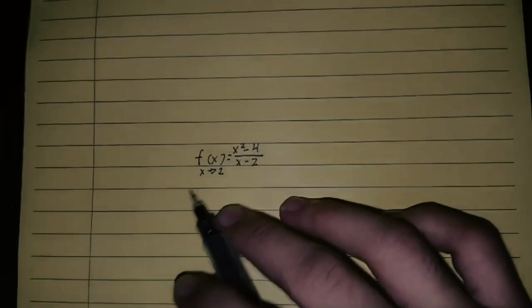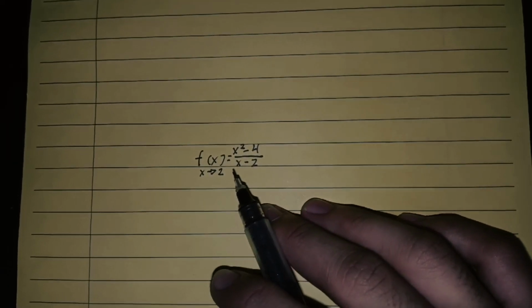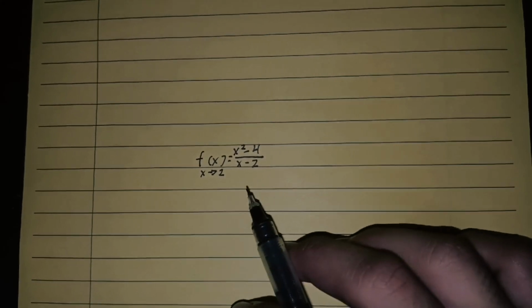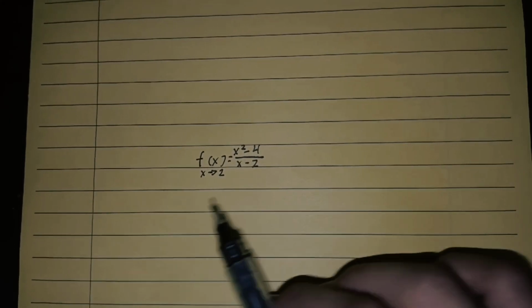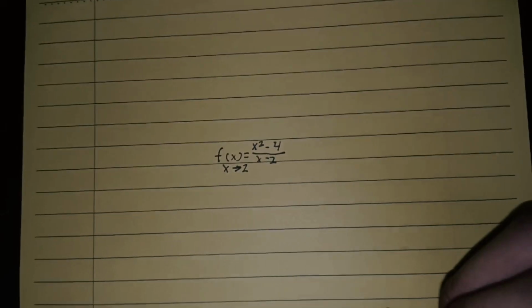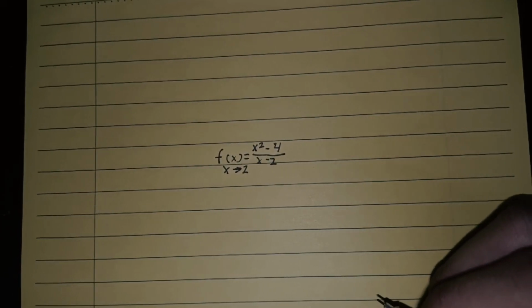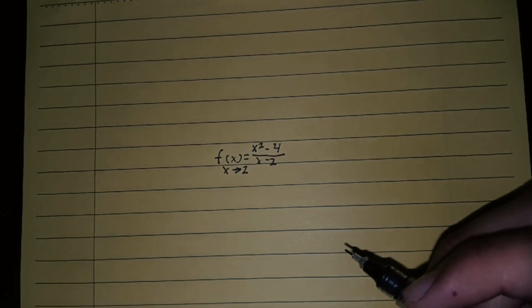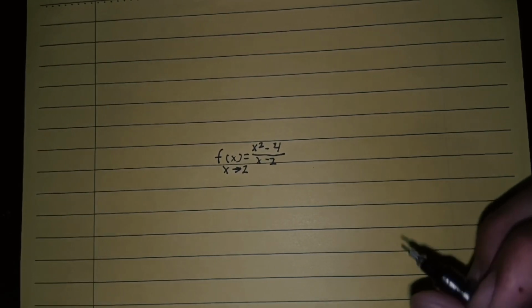Now, let's look at this function. f of x is x squared minus 4 over x minus 2, as x approaches 2. We're going back to what we learned about limits. We first try direct substitution. If we substitute 2, we get 0 over 0, which is undefined. So we simplify by factoring.